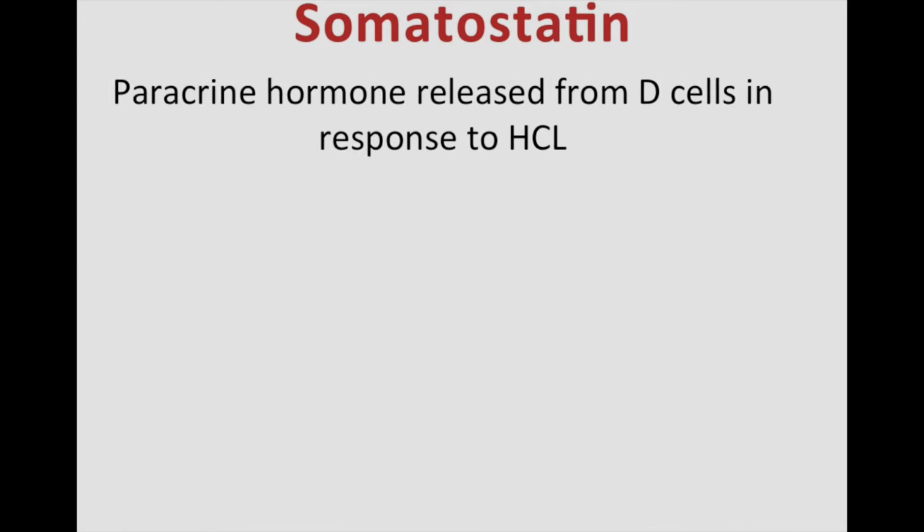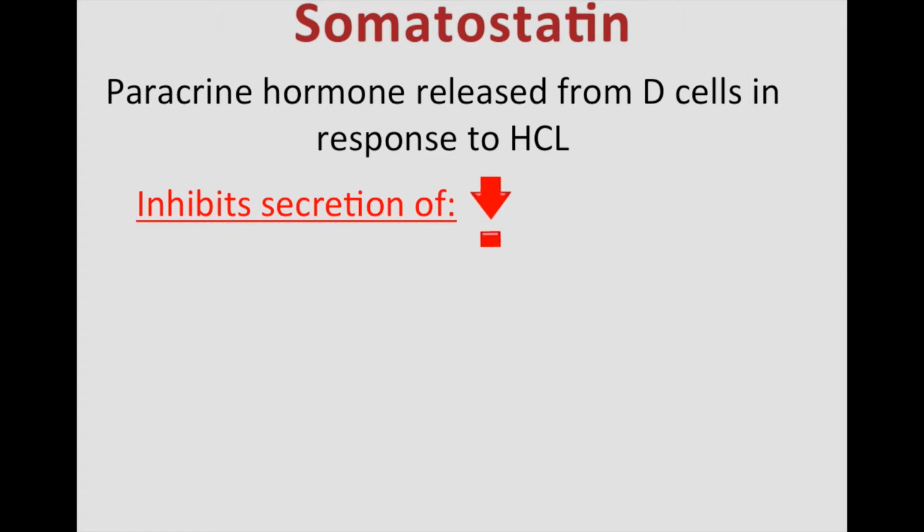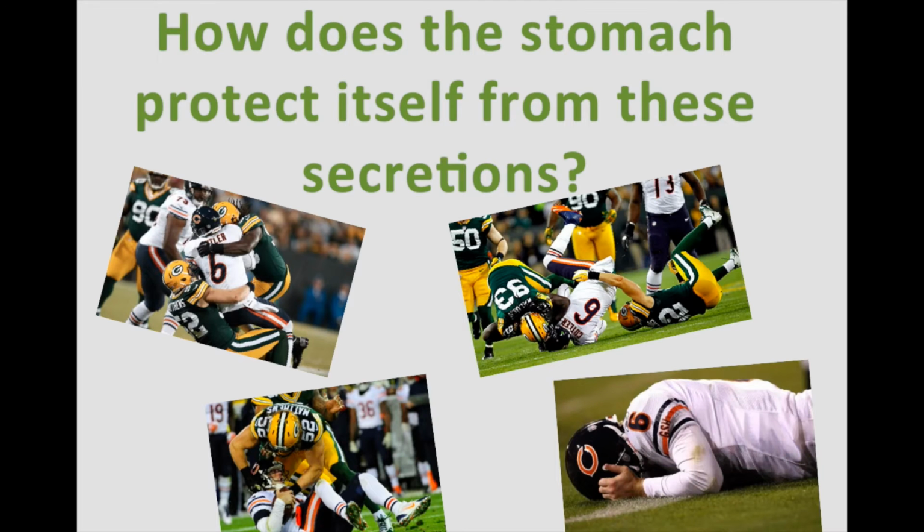Finally, we have somatostatin. Somatostatin is also a paracrine hormone released from the D cells in response to HCl secretion. Somatostatin is actually an inhibitor. As you can see, here's our awesome red animation arrow again. It acts in a negative feedback to inhibit the secretion of parietal cells, G cells, and HCl cells. And what does somatostatin stimulate? Nothing.